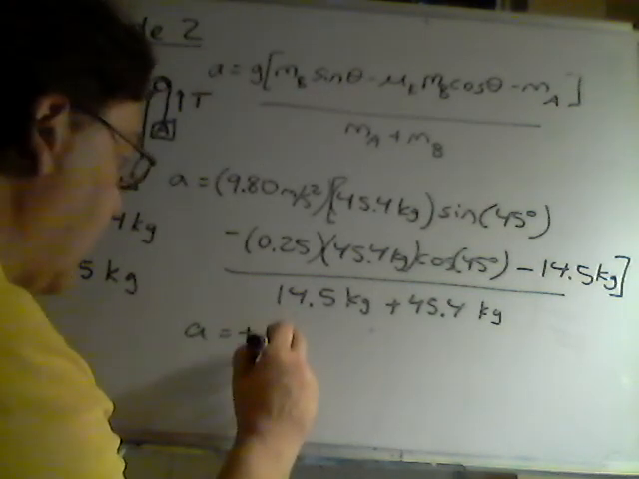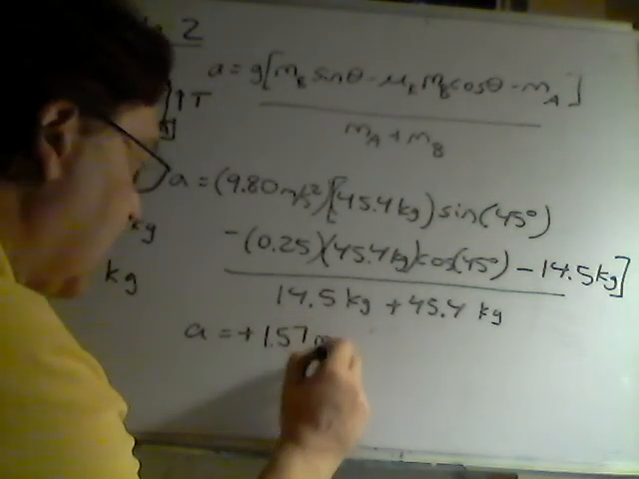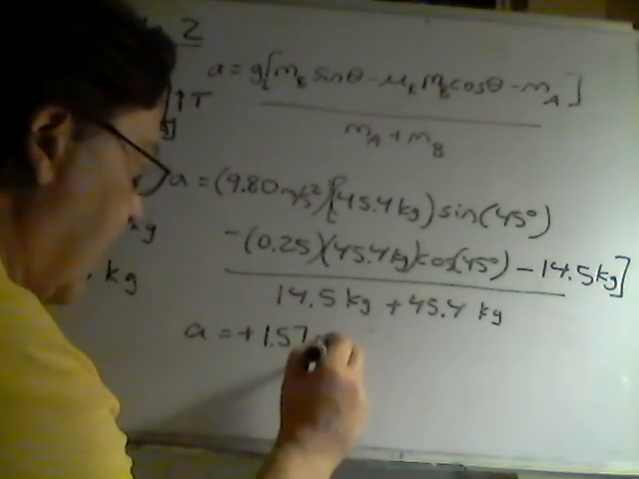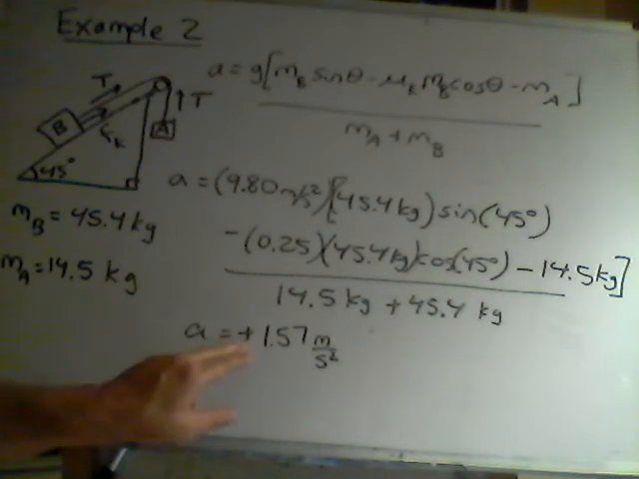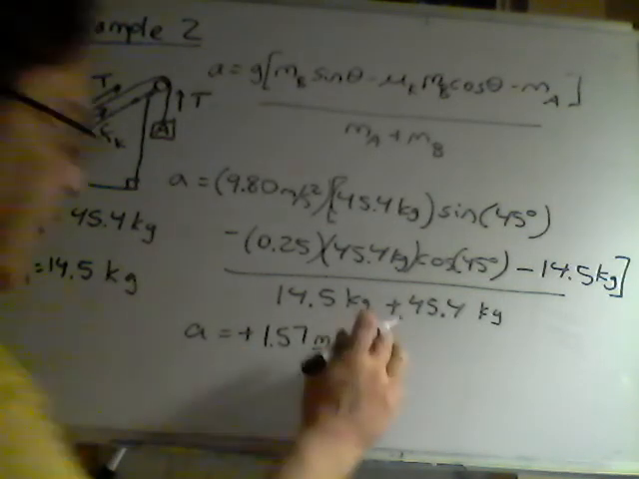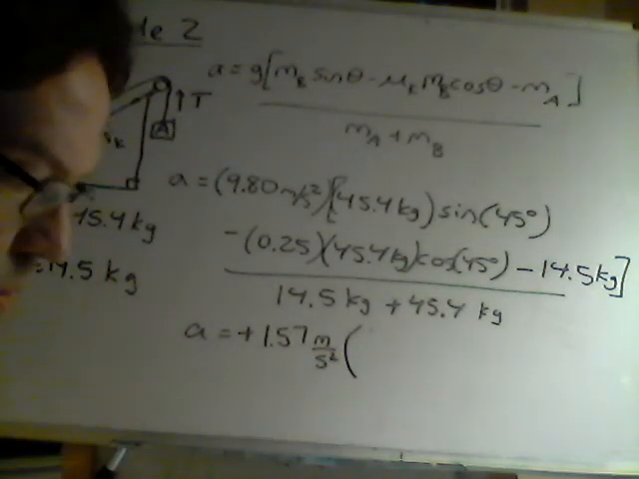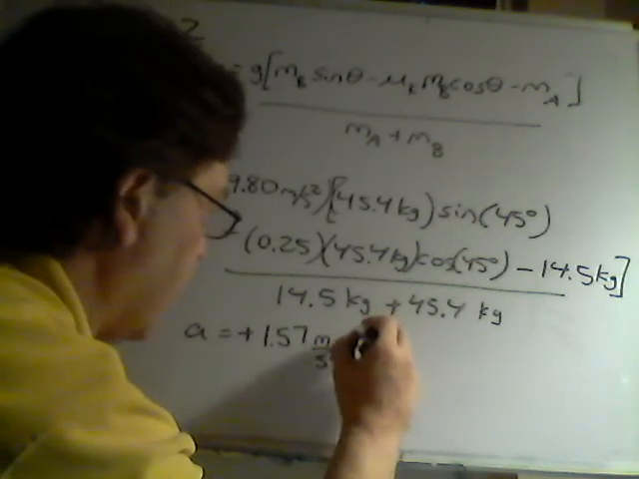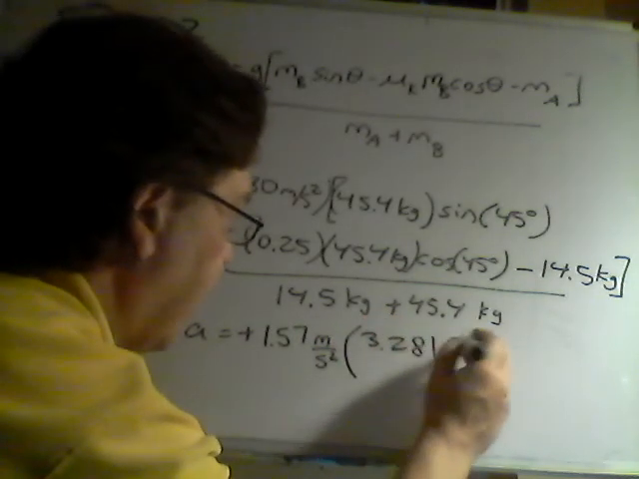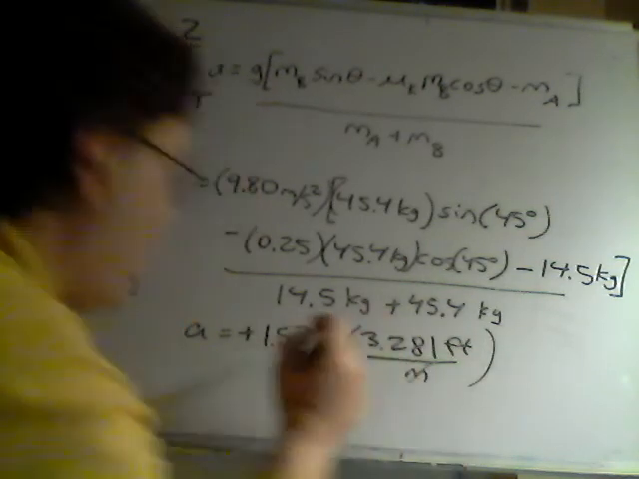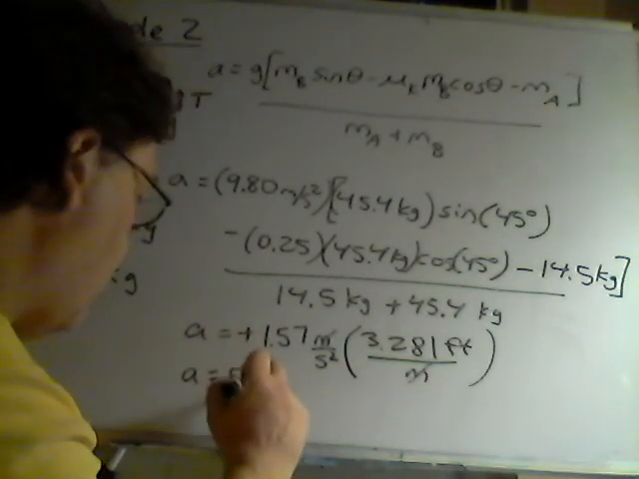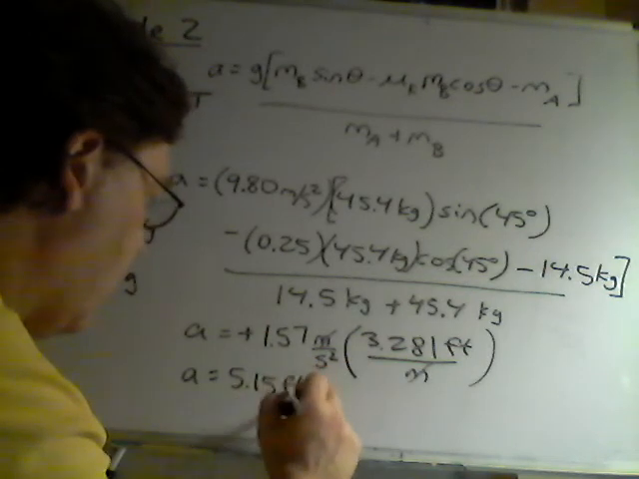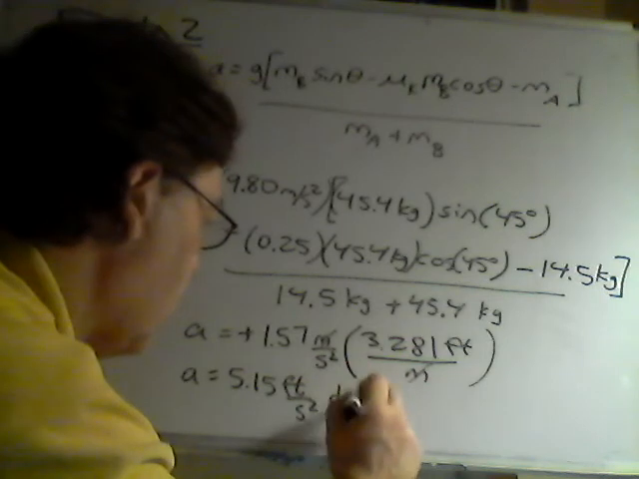That means I guessed right. The plus means that I expected the motion, when the blocks were initially sliding down the incline, to be positive. I expected the motion to be down the incline, and this verifies that I was correct in that guess. And of course, I want to return the problem as I got it, so I'm going to put it back in English units. So 3.281 feet in a meter. Meters cancel. I will get that A is going to be 5.15 feet per second squared down the incline.